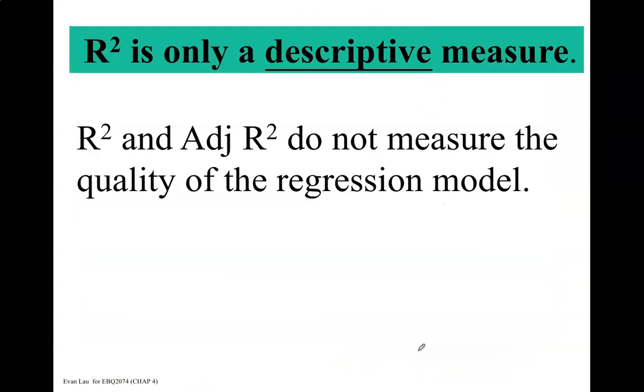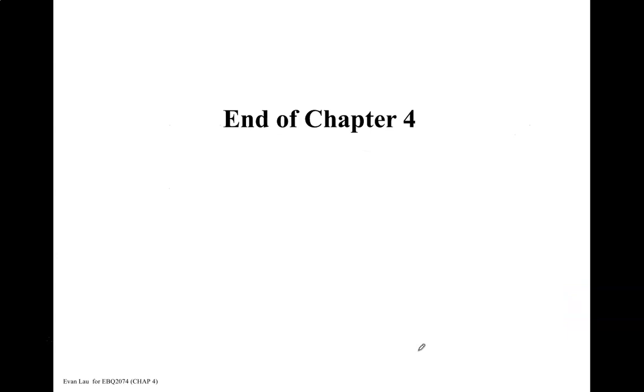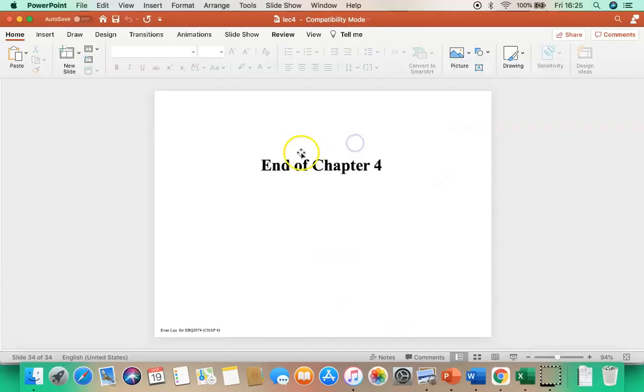So R square is only a descriptive measurement. R square and adjusted R square do not measure the quality of the regression model. So certainly you need more indicators to know the quality and make a conclusion whether this is a good model. R square is just one of the indicators.